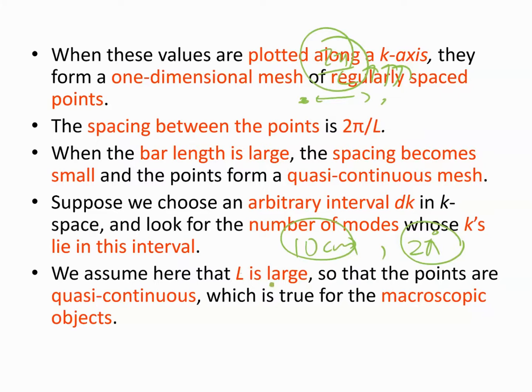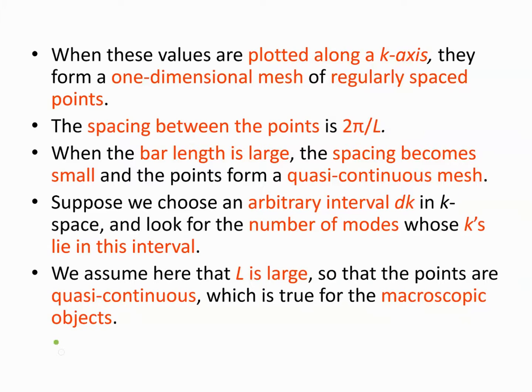So we can assume that L is large, so that the points are quasi-continuous. This is true for macroscopic objects, because like what I told you just now, in the macroscopic world, in our real world, all solids are relatively large compared with the distance between two atoms.